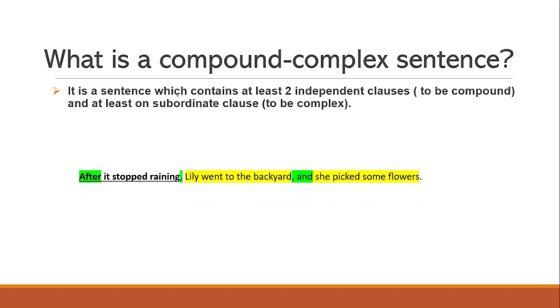After it stopped raining, Lily went to the backyard and she picked some flowers. After it stopped raining, Lily went to the backyard. This is the complex part, as it's composed of a subordinate clause and a main clause. And here we have two independent clauses together, or two main clauses together. And this is the compound part.